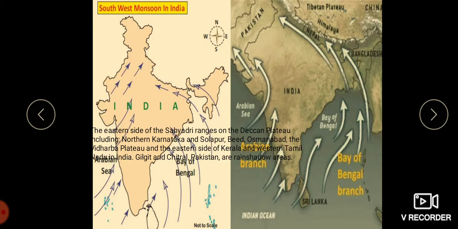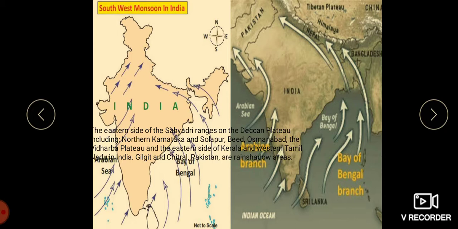Southwest monsoon. Now the retreating monsoons. In early October, children, due to the decrease of temperature, the low pressure area is gradually replaced by high pressure over the land mass. So a low pressure area is developed in the Bay of Bengal. When it is developed, as a result, the southwest monsoon starts retreating and blows from the northeast.